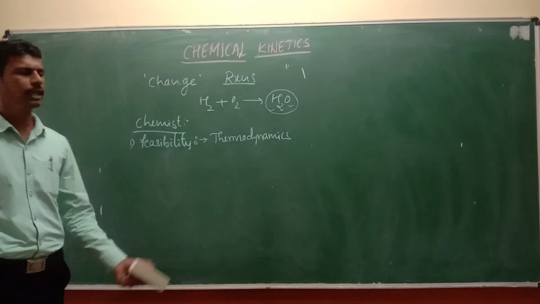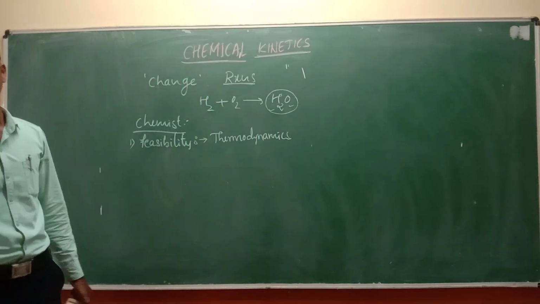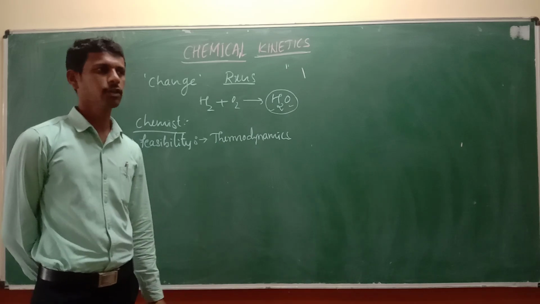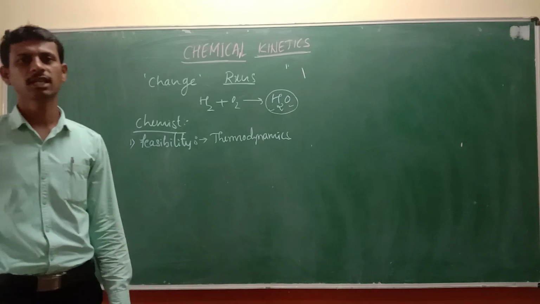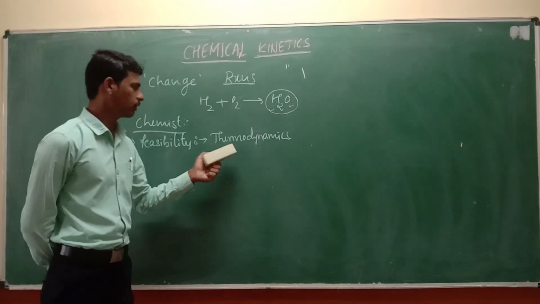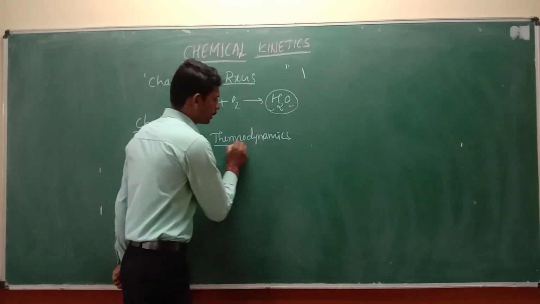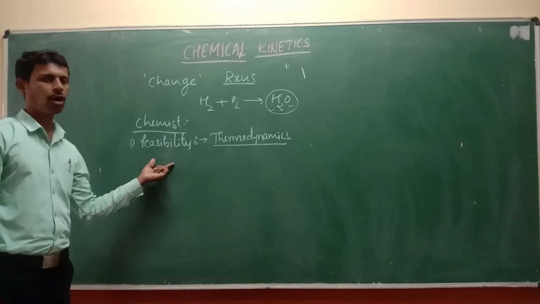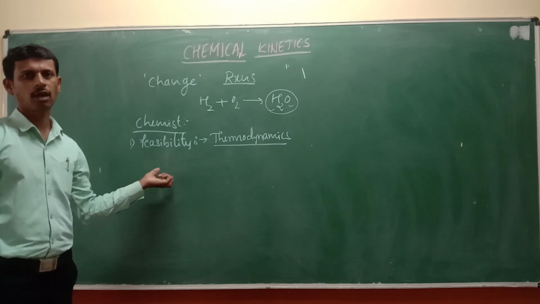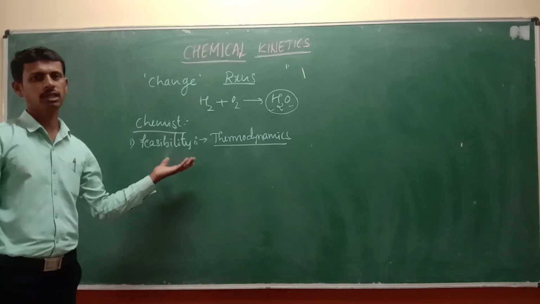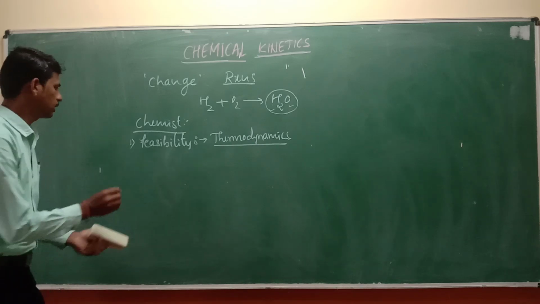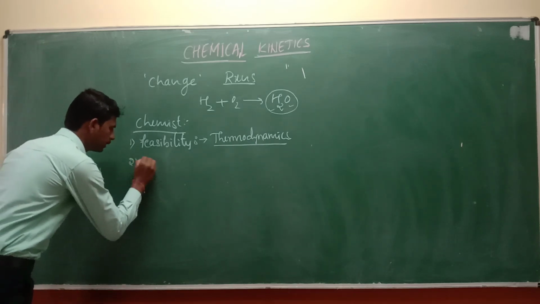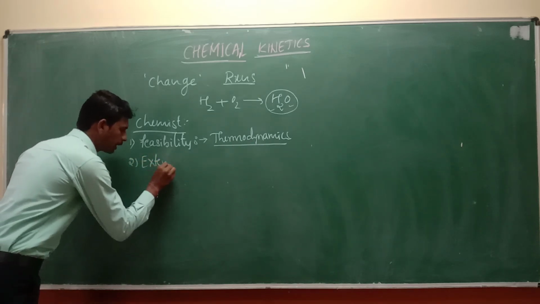Already in the first year we discussed the chapter thermodynamics. Using the Gibbs free energy equation, delta G, that equation tells us whether the reaction is feasible or not, whether the reaction is possible or not, and at what temperature and what pressure. The second point is extent of reaction.